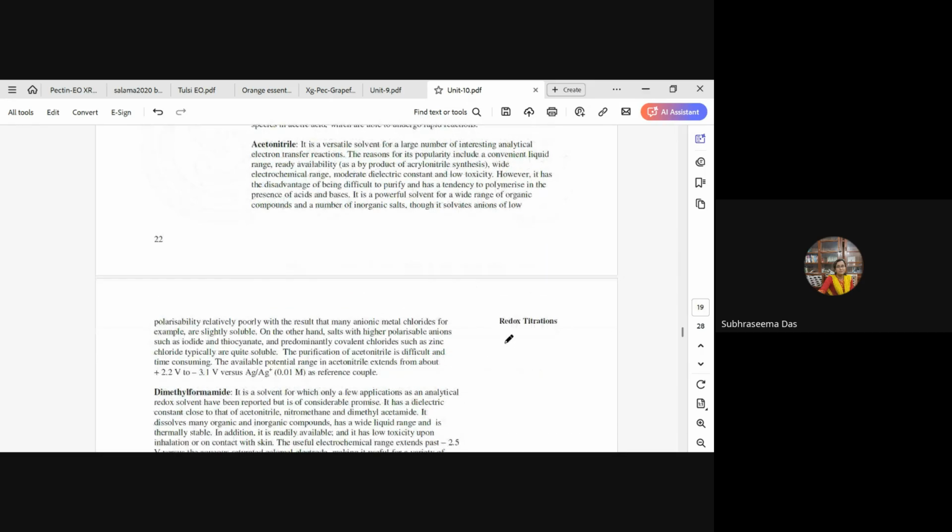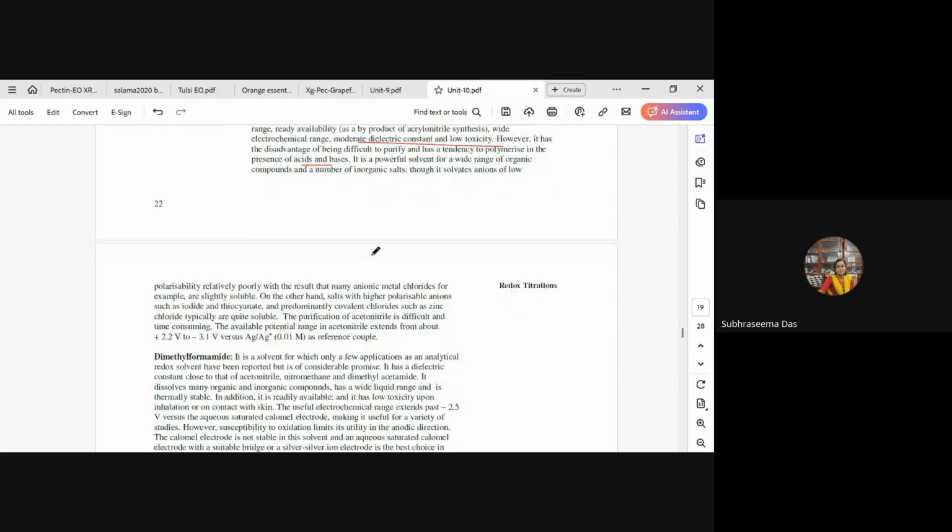Then coming to acetonitrile, it is a versatile solvent, and the reasons for its popularity are that it is a convenient liquid, it is readily available, it has a wide electrochemical range, it has a moderate dielectric constant and low toxicity. However, the disadvantage lies in its purification, and it has a tendency to polymerize in the presence of acids and bases. But acetonitrile is still a good choice.